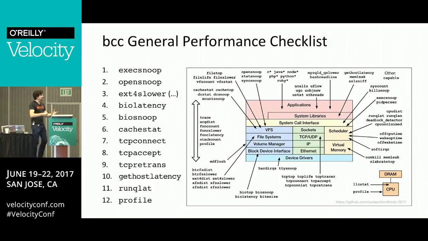When you install it, you will end up with lots and lots of tools. To help navigate these, I've also created another checklist. This is the top 12 tools I might use out of the however many we're up to now, 60, 70 tools. So execsnoop, opensnoop, ext4slower. Many of these are workload characterization tools, so they give you insights into what the system and kernel is doing.